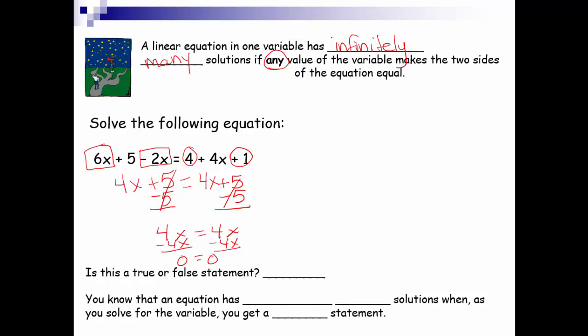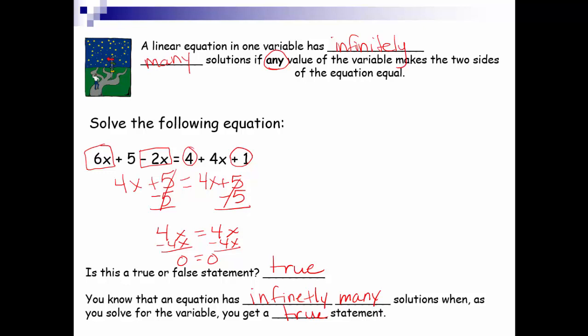And what that means is when you are left with two sides of the equal sign that are equal to each other, first of all, it's a true statement because 0 does equal 0. And that means you will have infinitely many solutions. When you solve for the variable, you get a true statement. What that means is I can stick any number in place of x, and it's going to make the two sides of this equation equal to each other.